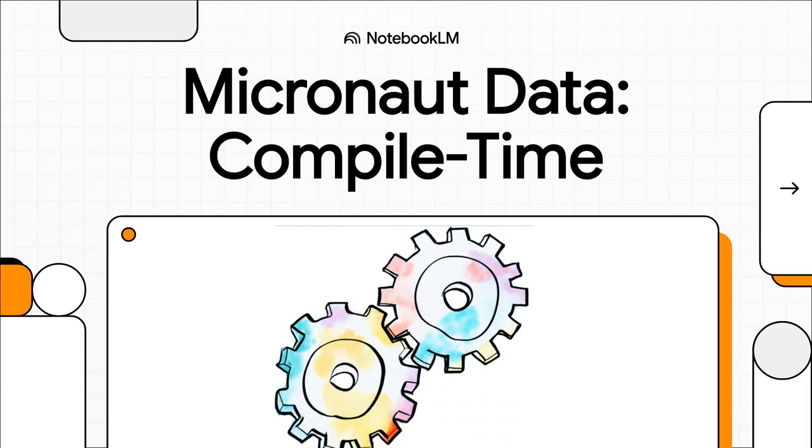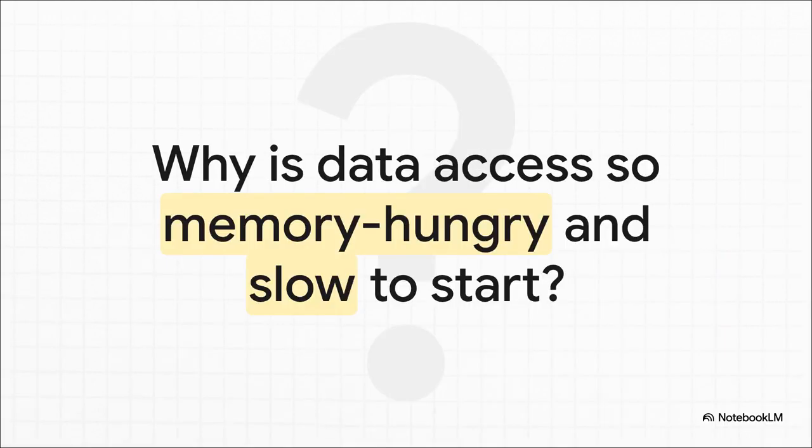All right, let's dive into something that's really shaking up how we think about performance in the Java world: Micronaut Data. It's a modern toolkit for database access, and it has a pretty clever trick up its sleeve. Let's get into it. So, if you're a developer, you've totally been here. You build this awesome lean microservice, but the second you add your data access layer, everything just slows to a crawl. The startup time tanks, and your memory usage just explodes.